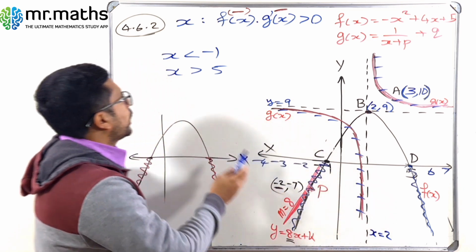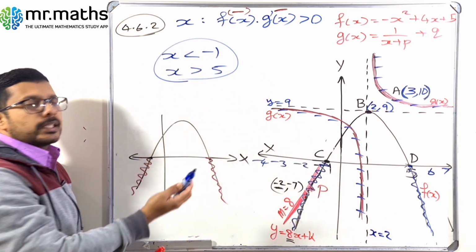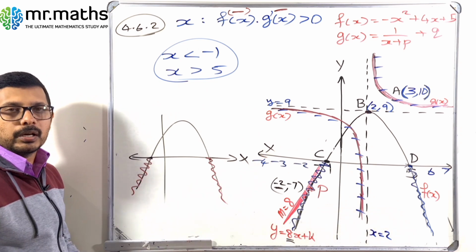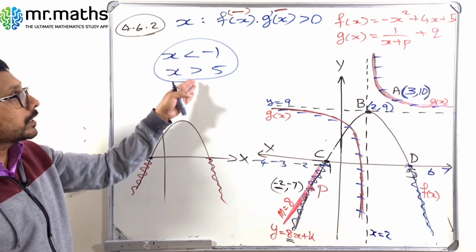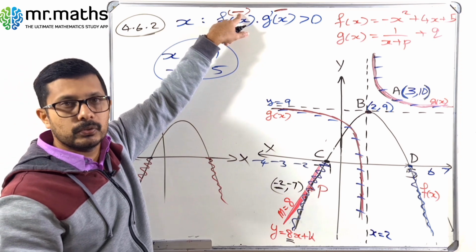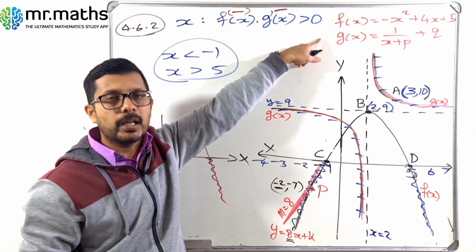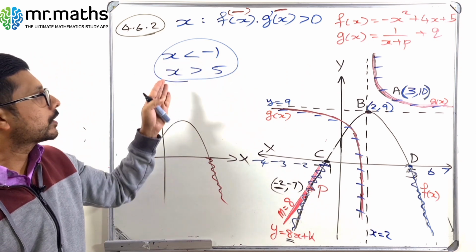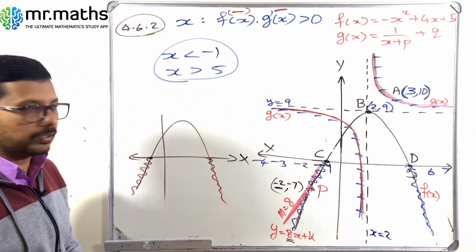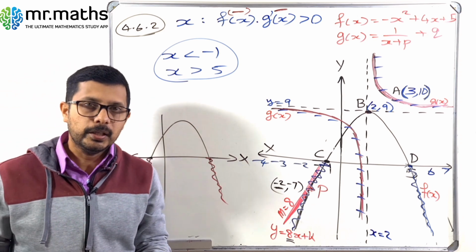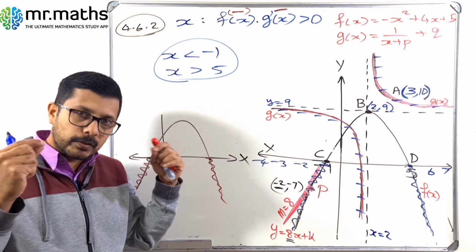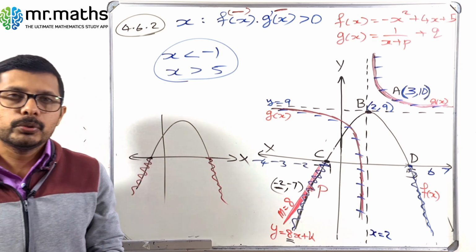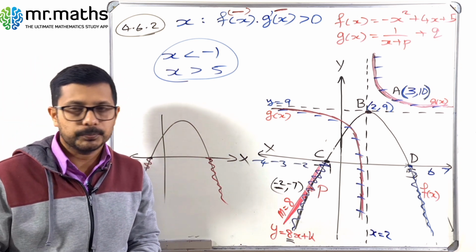Okay, so what are the two x values? When x is less than -1 or when x is greater than 5, the graph is negative. So in this case, this one is negative. Okay, so negative times negative, they will get the answer as positive. You understand? So the x values are: x is less than -1 and x is greater than 5. Okay, so watch again, and try to understand, try to drill that one in your mind. Okay, so that is question number 4.6.2. Now let's move to question number 5.